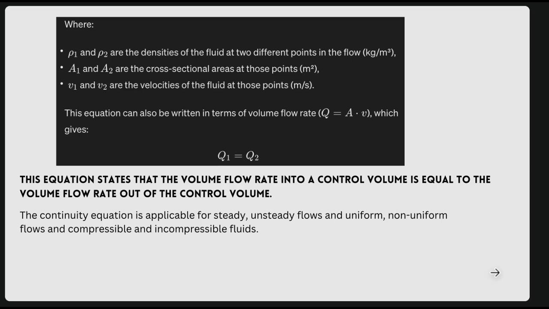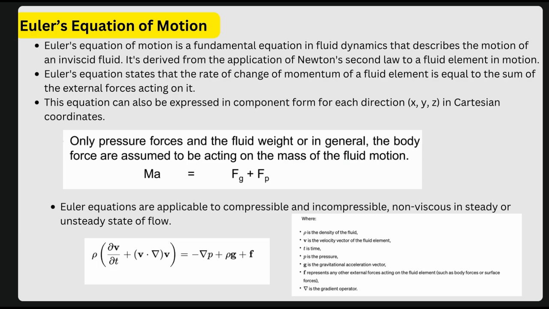The equation could be also written in terms of volume rate, which is Q is equal to A times V. So we can say that Q1 is equal to Q2. So the equation states the volume flow rate into a controlled volume is equal to the volume flow rate out of that controlled volume. So the continuity equation is applicable for steady, unsteady flows, and uniform, non-uniform flows, and compressible and also incompressible fluids. Okay? All right, now we're going to be speaking about Euler's equation of motion.